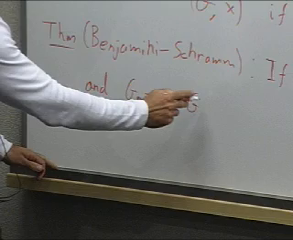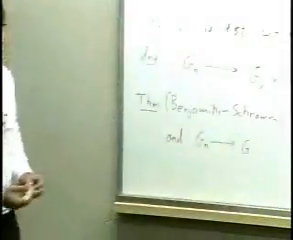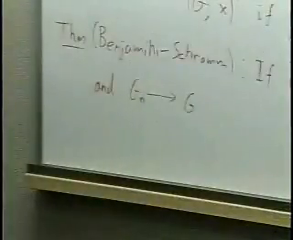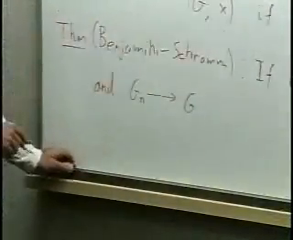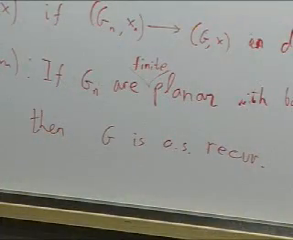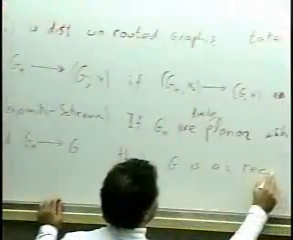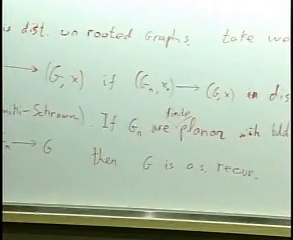And Gn converge to some graph G in the sense of the weak local limit, and the root here is not really important, so I'll ignore it. Then G is almost surely recurrent. And this is in the sense that the random walk on the graph G is recurrent.